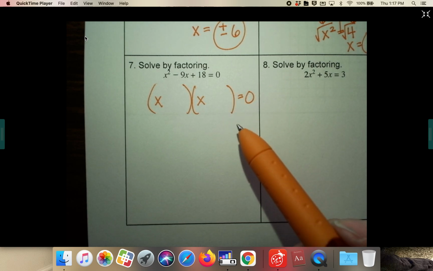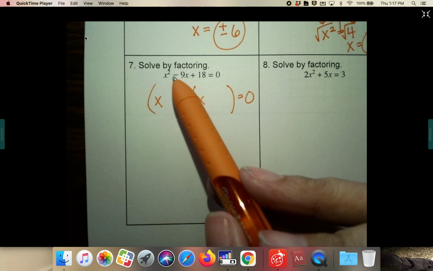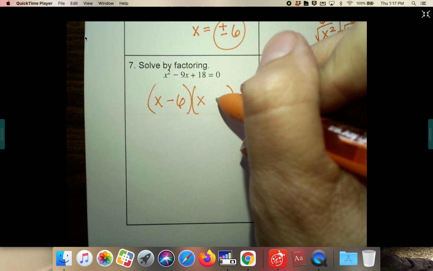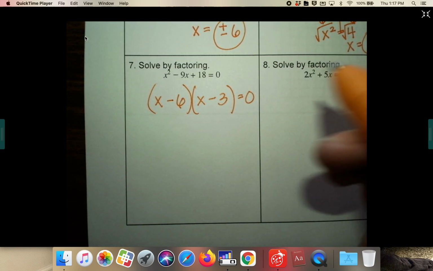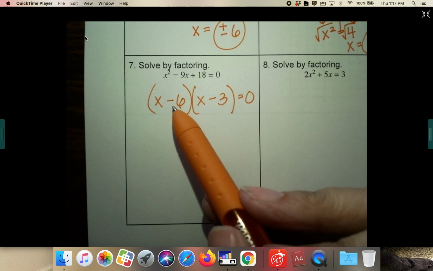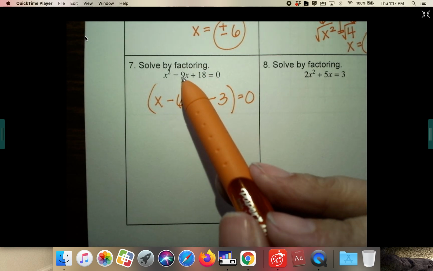The reason it's a negative times a negative is because I need it to be positive when I multiply, but a negative plus a negative is going to be a greater negative, negative 9, when we add. So negative 6 and negative 3, and the order doesn't matter. You could have put your negative 3 first or negative 6, but negative 6 times negative 3 is positive 18, and negative 6 plus negative 3 is negative 9.